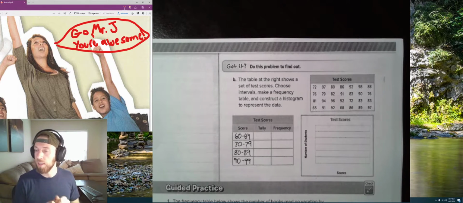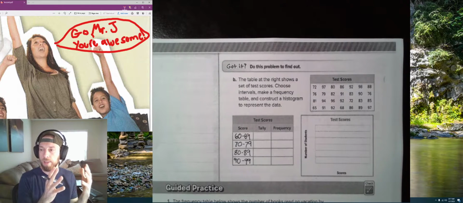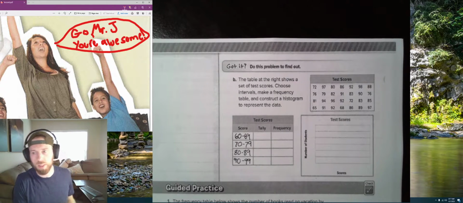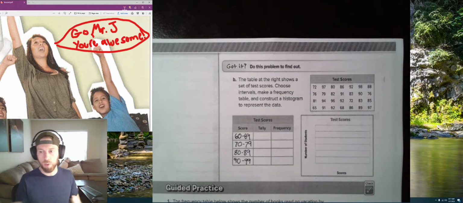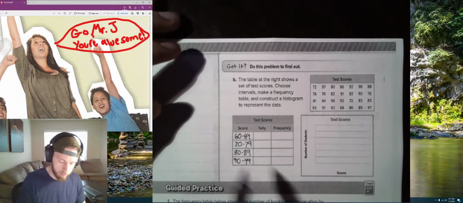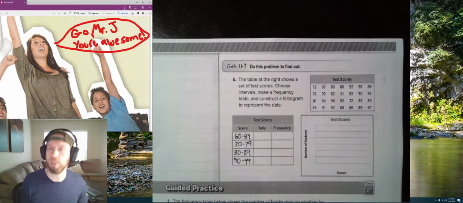Right? Technically, you could have gone to like 61 to 70, 71 to 80, 81 to 90, 91 to 100. But we don't have any hundreds, so it's okay to not include it here. I like this distribution. It's nice and even.